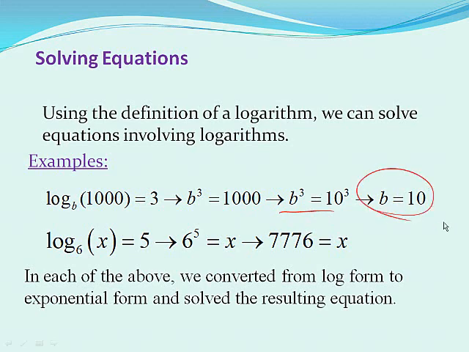to 10. In the second example, we are given log to the base 6 of x equal to 5. Converted to the exponential form, 6 to the power 5 will be x. So the x value will be 6 to the power 5, which comes out to be 7776. In each of the above, we converted from log form to exponential form and solved the resulting equation.